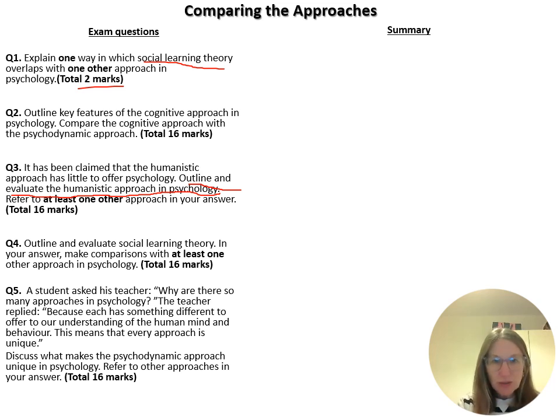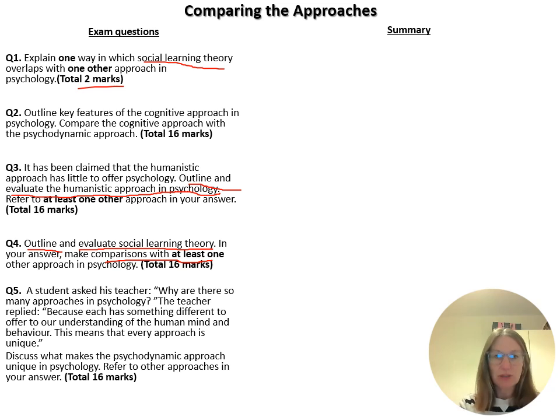Again, outline and evaluate the social learning theory. In your answer, make comparisons with at least one other. So again, it's a nice description and evaluation of social learning theory, and then you're comparing it to one other approach. Now that one, I would say you could definitely compare it to behaviorism, all the usual stuff carried out in a lab, Bandura versus Pavlov, Skinner, all of those sorts of things, and then you can do similarities and differences there as well.